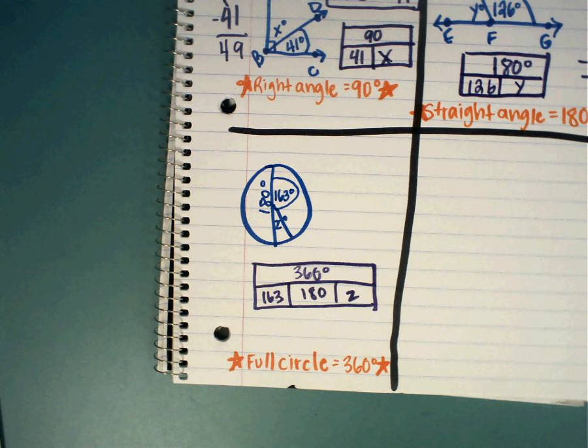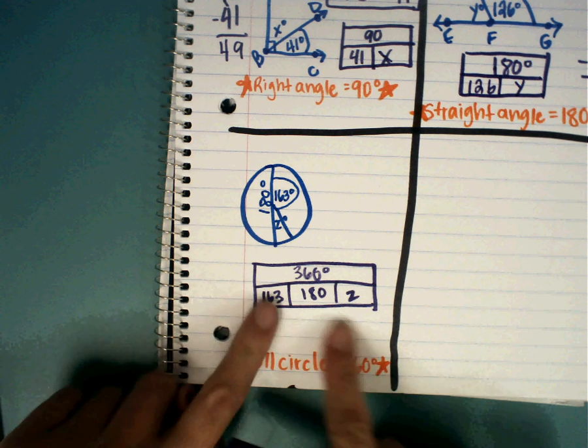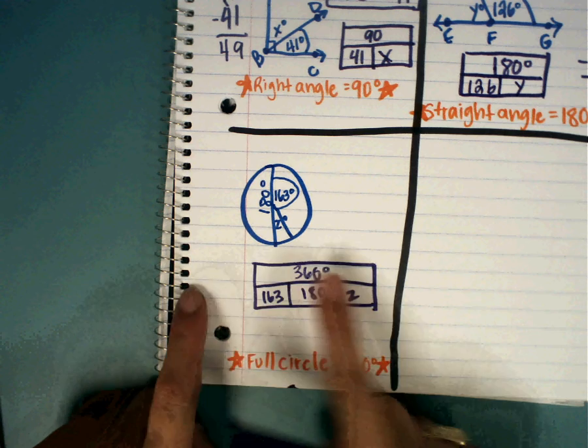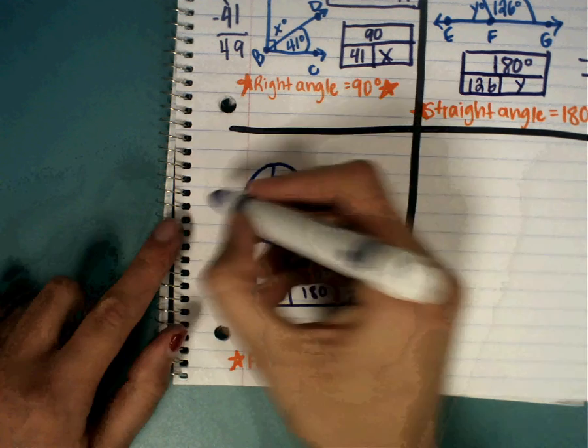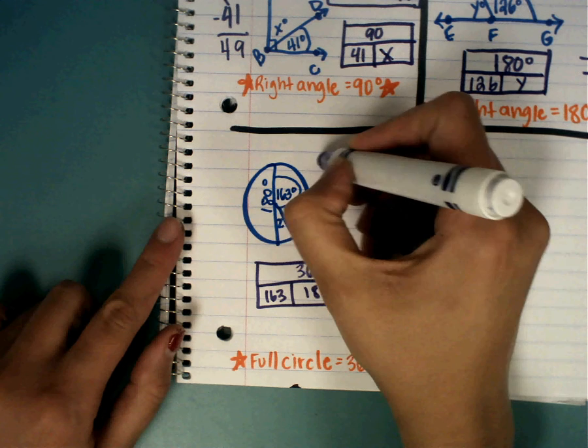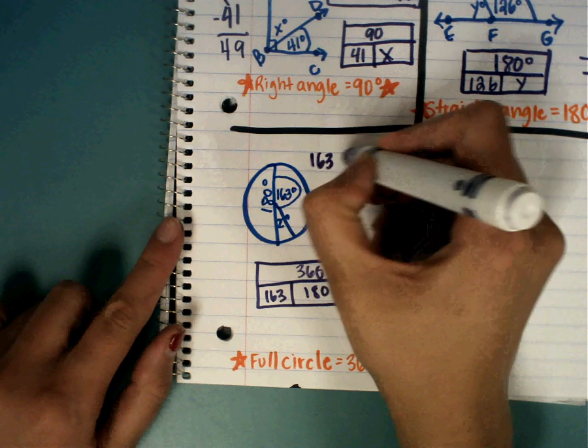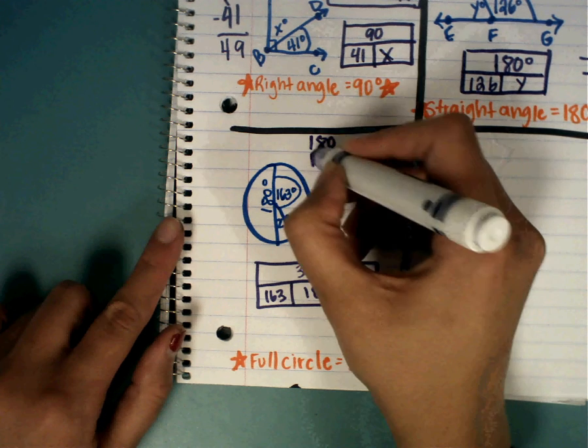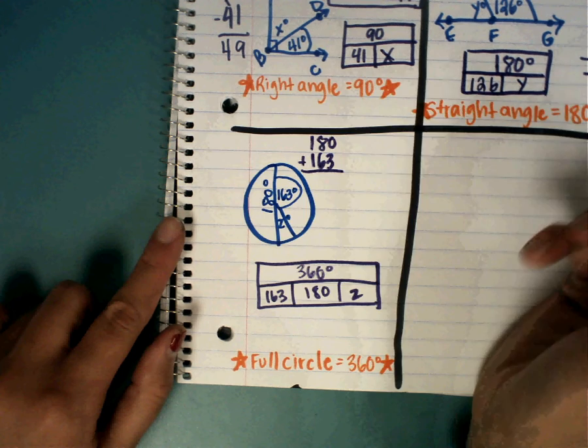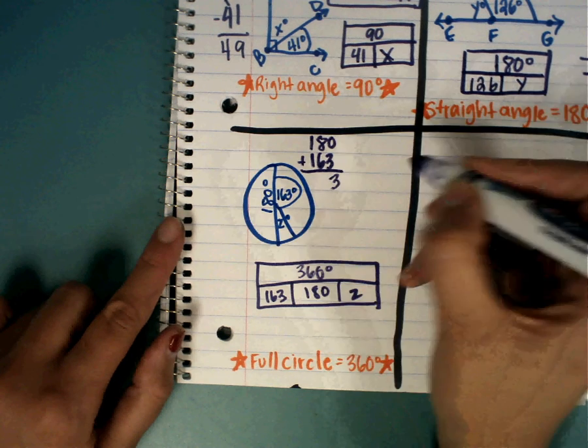So how am I going to figure this out? I have two parts and a whole, and I'm trying to find the other part. What do you think? Well, I'm going to add these two parts, then whatever the answer is, I'm going to subtract it from 360. So let's add 163 and 180. What is 0 plus 3? 3. 8 plus 6?